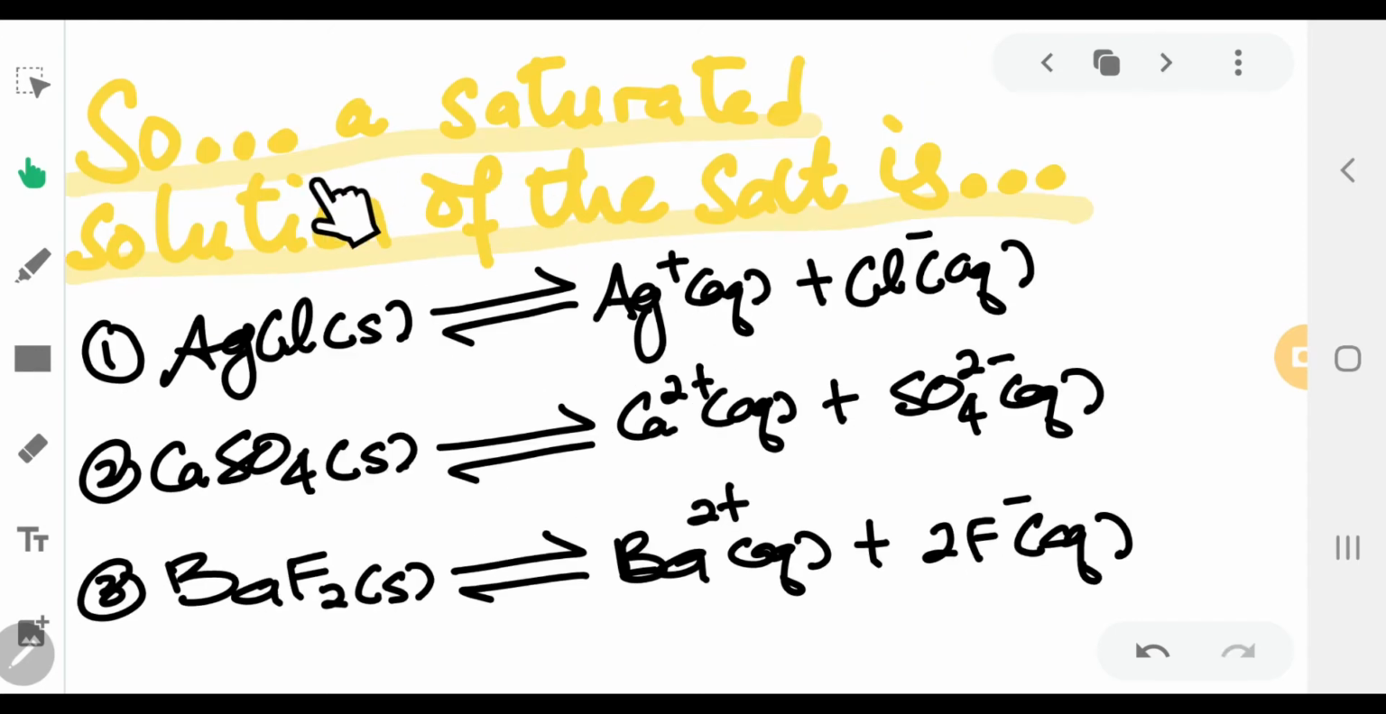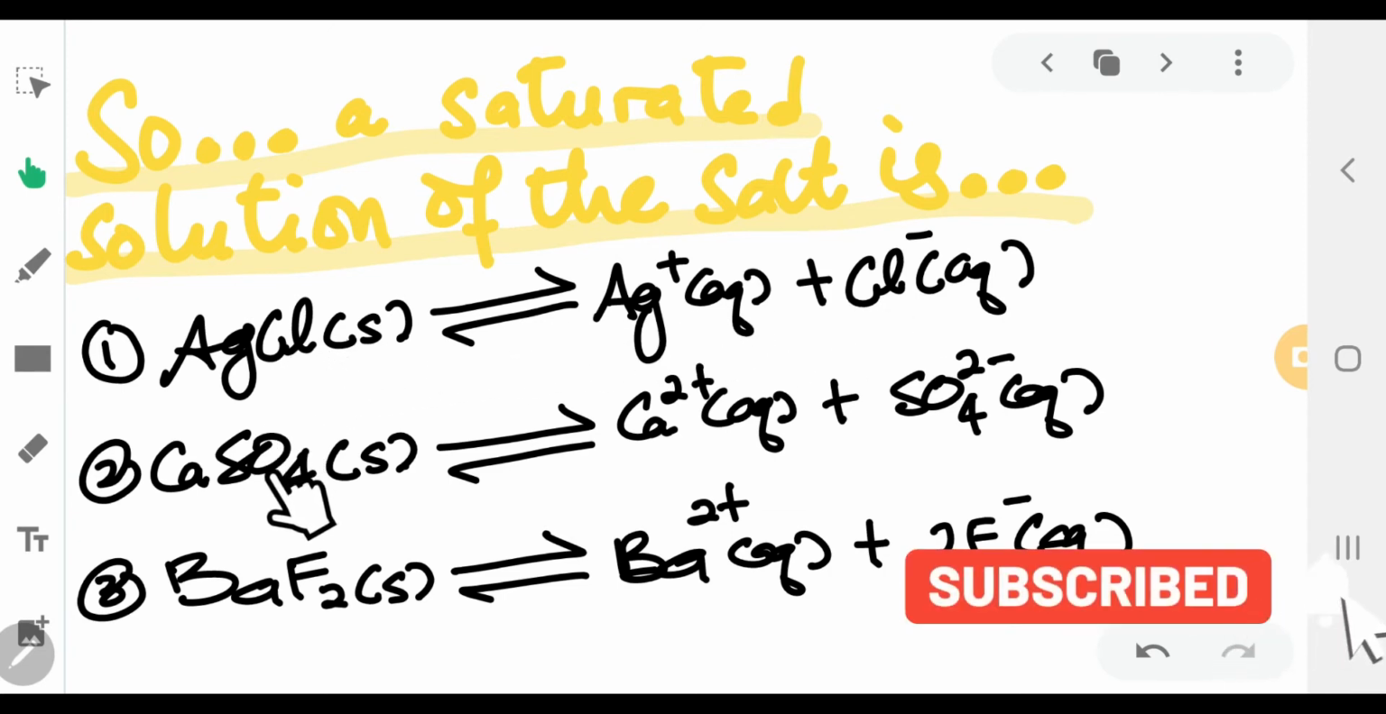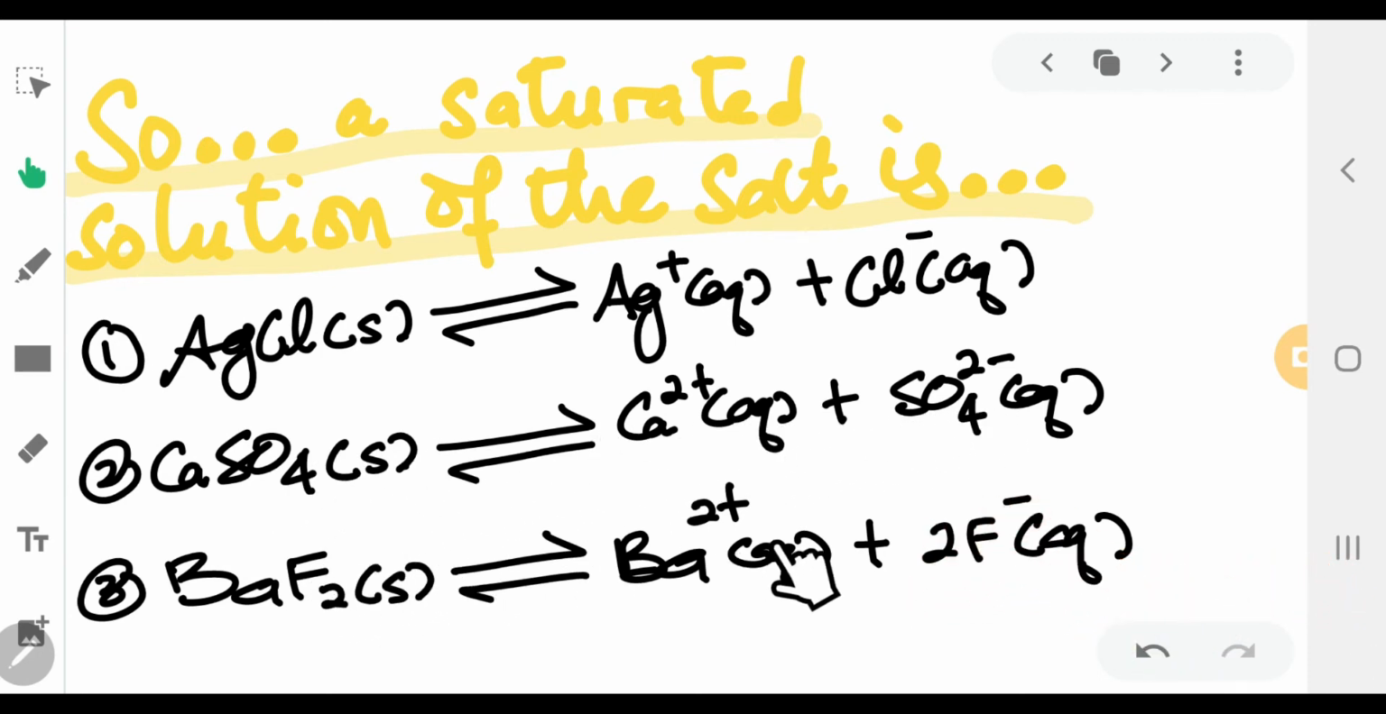Since the slightly soluble salts will be able to form a saturated solution, and the saturated solution can form a dynamic equilibrium, the equation for slightly soluble salts will be written as follows. For example, for AgCl solids, this solid right here will be able to exist at equilibrium with its ionic species when it is dissolved in water. Same goes for calcium sulfate. Same goes for barium fluoride.